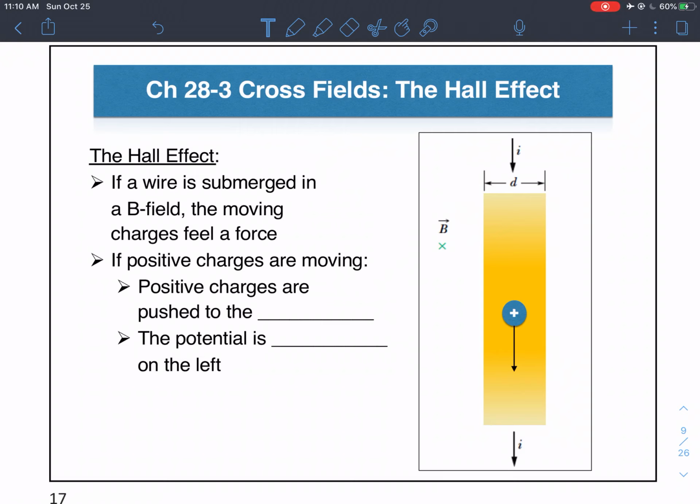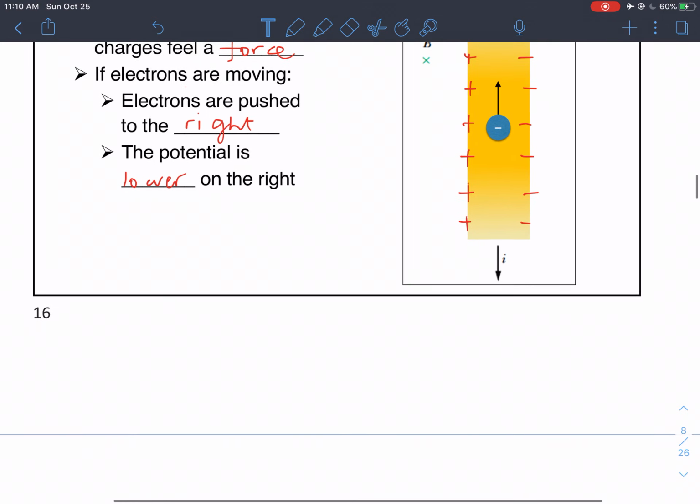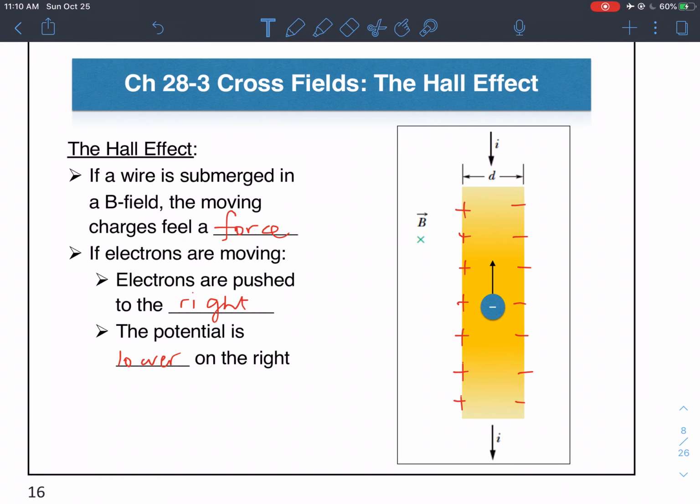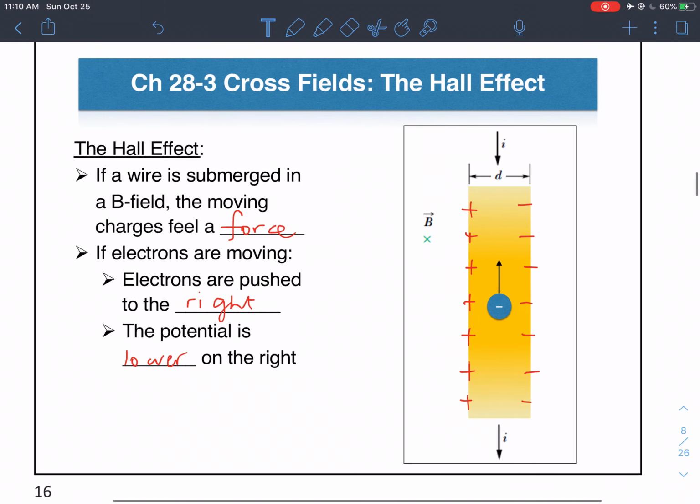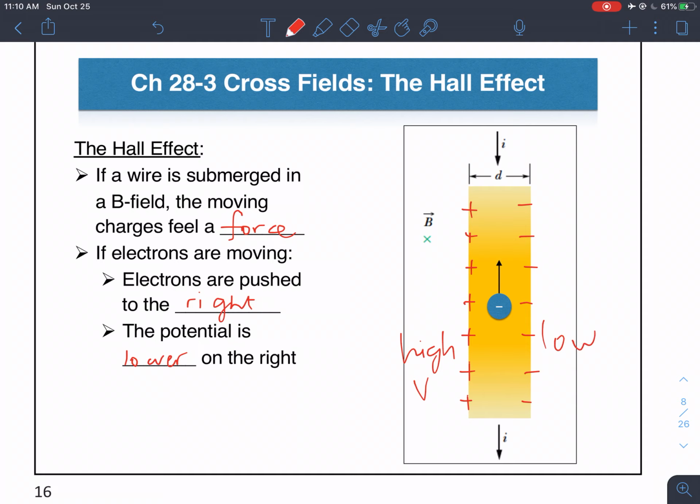Okay, next we have a very similar setup as you can see in the figure. Current is going down, magnetic field is into the page, and we have that strip. But this time the charge carriers are positive, and if you look at the top previous case, we had the negative charge carriers like electrons, right? And we found out that we had high potential on the left side. This is high potential, and this is low potential on the right side. And then the electric field goes from left to right.